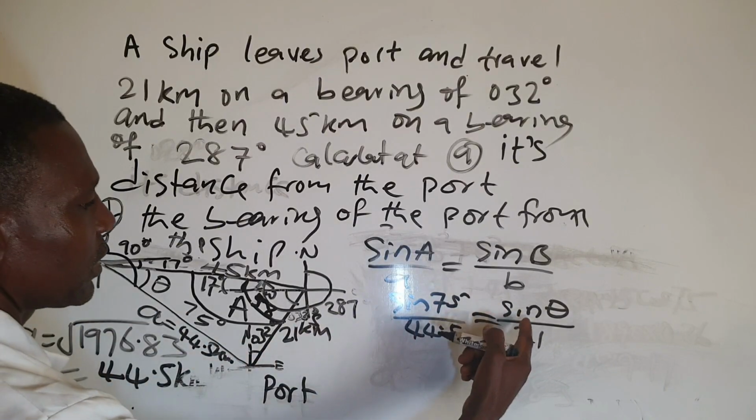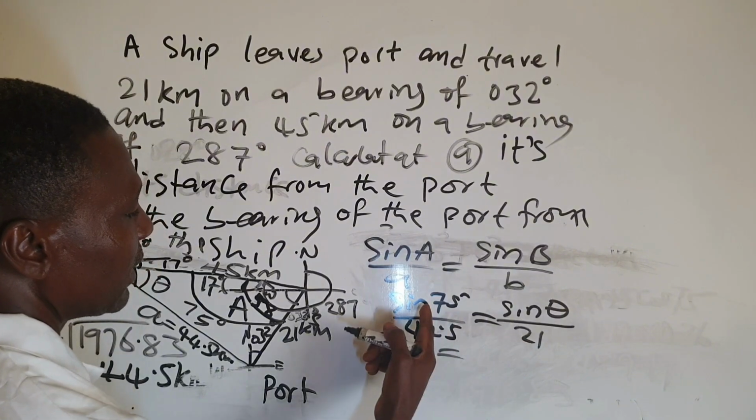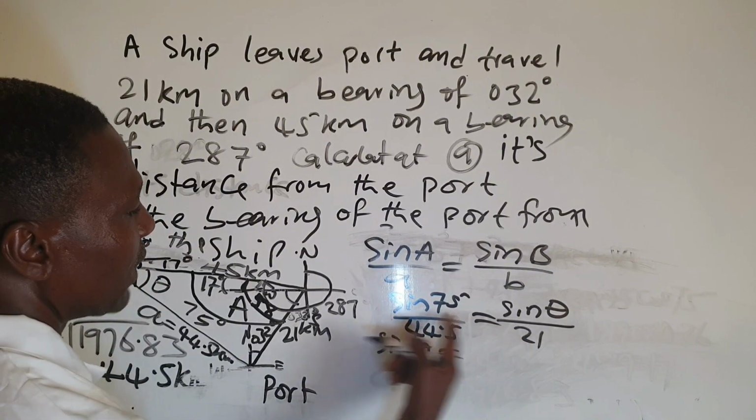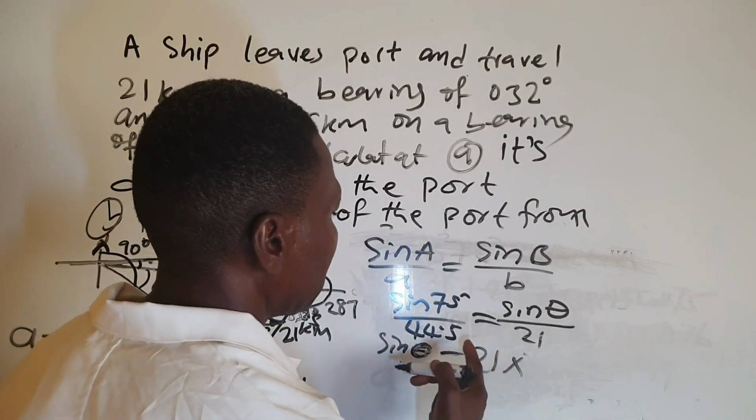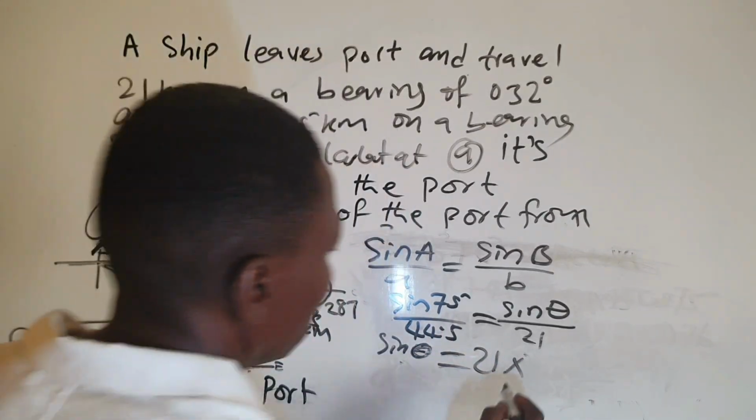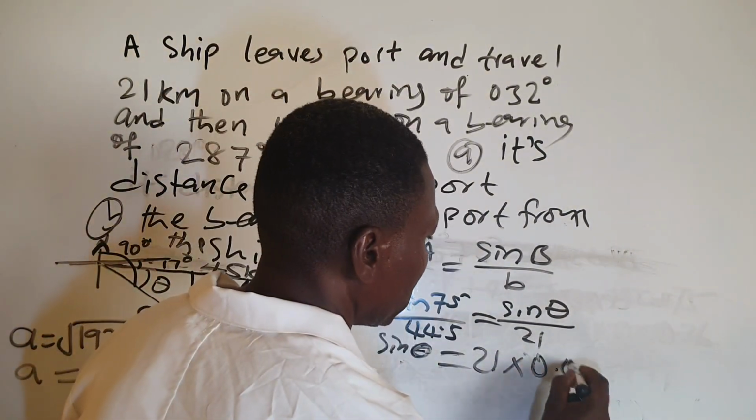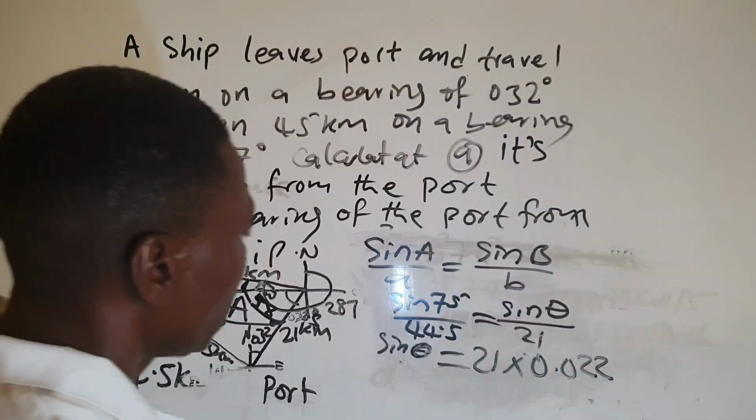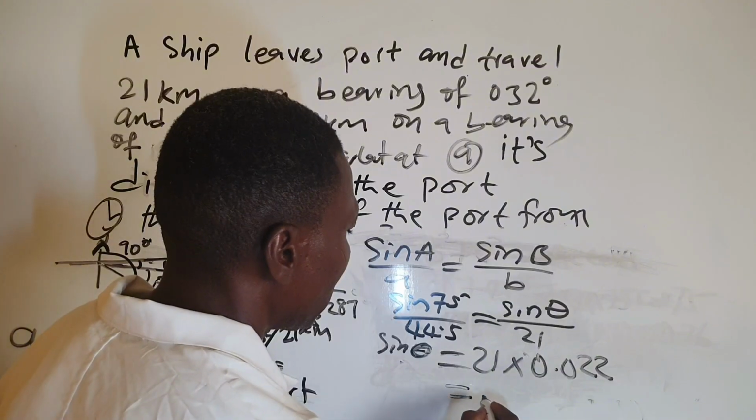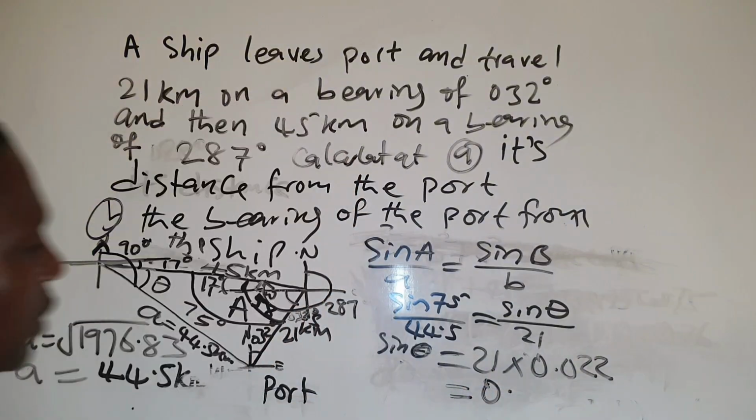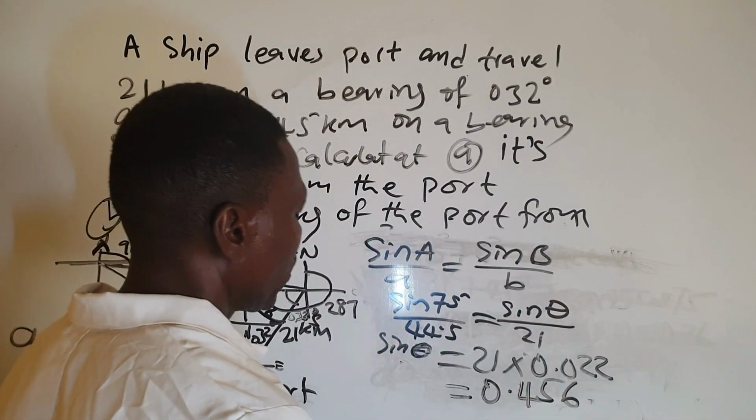Make sine theta subject of the formula. We now have this times this, 21 times sine 75. And sine 75 is what? 0.966. So let us multiply 21 times 0.966. We now have 0.456 when you multiply out.